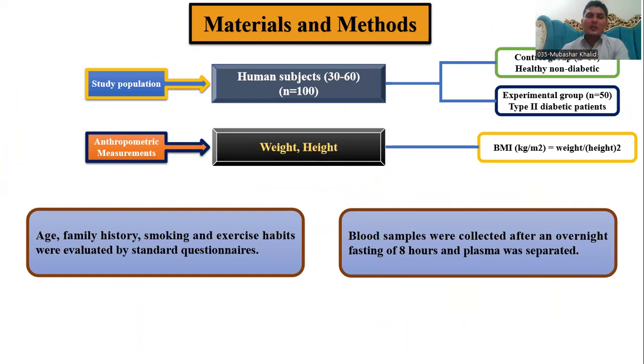Materials and methods. The study population consists of 100 humans, out of which 50 were healthy persons and they were referred to as the control group.